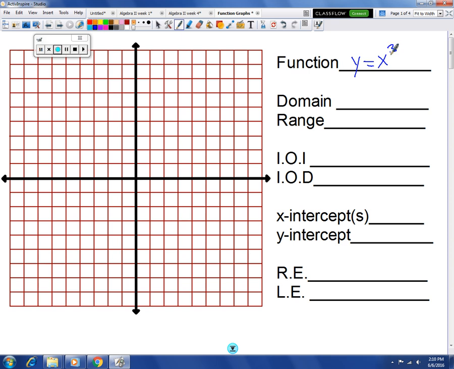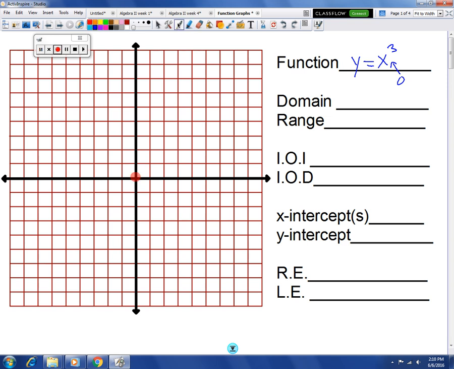Alright, so I'm going to pick some x values, and you'll memorize these from practice. First number I'm going to pick is 0. 0 to the third power just means 0 times 0 times 0, which is still 0. So my first coordinate is right at the origin, 0, 0.